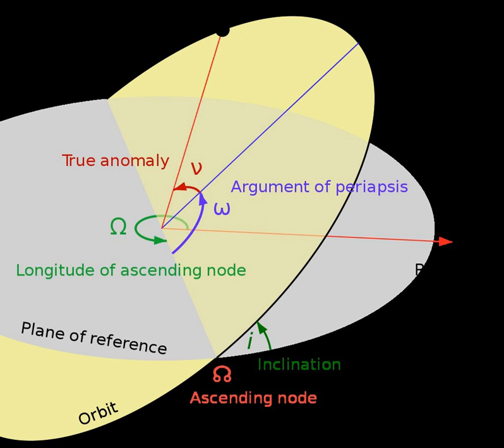Commonly used reference planes and origins of longitude include: for a geocentric orbit, Earth's equatorial plane is the reference plane, and the first point of Aries is the origin of longitude. In this case, the longitude is also called the right ascension of the ascending node, or RAAN. The angle is measured eastwards or, as seen from the north, counterclockwise from the first point of Aries to the node. For a heliocentric orbit, the ecliptic is the reference plane, and the first point of Aries is the origin of longitude. The angle is measured counterclockwise as seen from north of the ecliptic from the first point of Aries to the node.